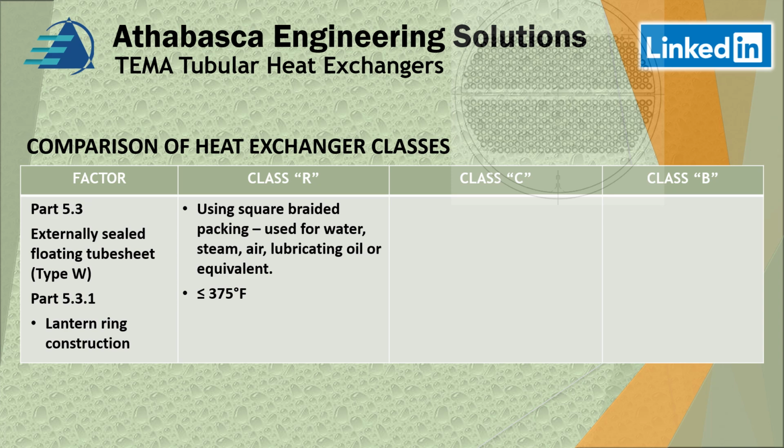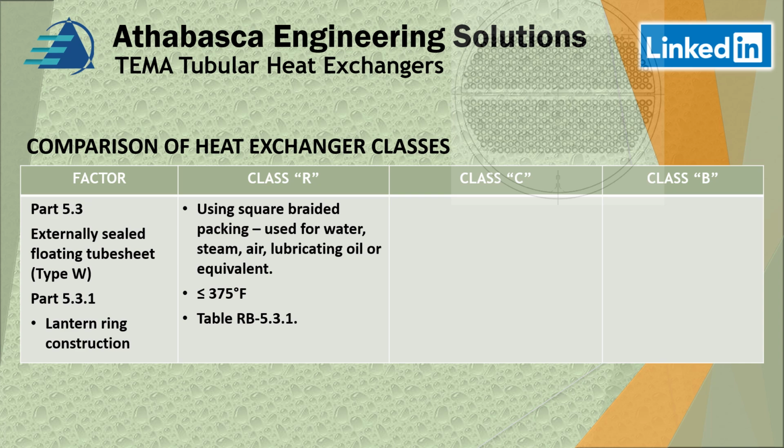And it must be used in applications equal or less than 375 Fahrenheit. And you need to refer to table RCB 5.31, which has some information about the dimensions and the maximum pressure for externally sealed floating head tube sheets. And it basically has the nominal shell inside diameter and the maximum design pressure.